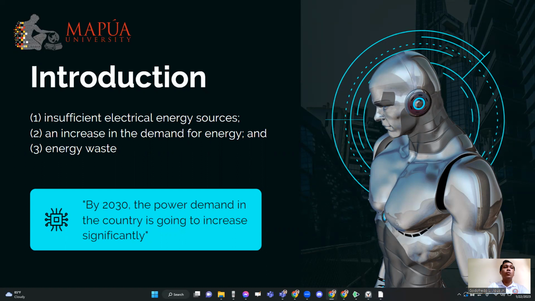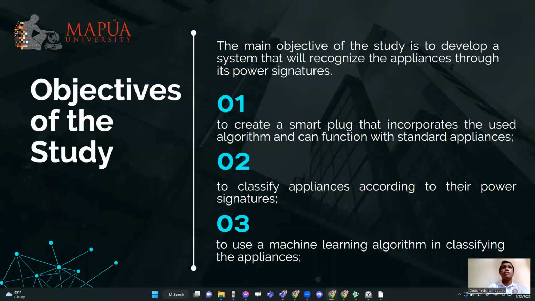Now, according to Aditya Sharma, a power analyst at Global Data, she stated that by 2023, the power demand in the country is going to increase significantly. Now, numerous causes such as quick industrial expansion and the rise in electrical demand for homes are anticipated to fuel this demand. Now, here are the objectives of the study.